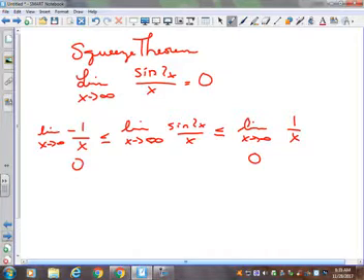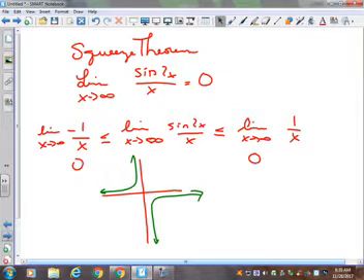Now, we could have graphed all three of them and looked at it like we did before and seen what it did. But I know right now that the negative 1 over x is here and here. And I know the positive 1 over x is here and here. And then the sine of 2x over x, I have no idea what that looks like. I really don't. But I'm sandwiching it between these, so I know it's going to fit right in here.